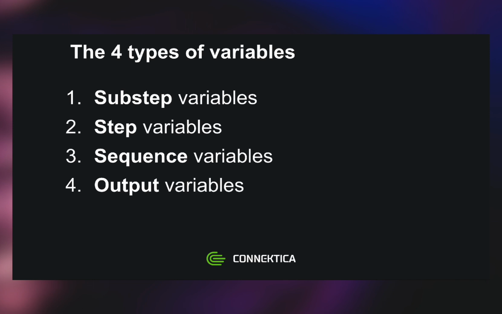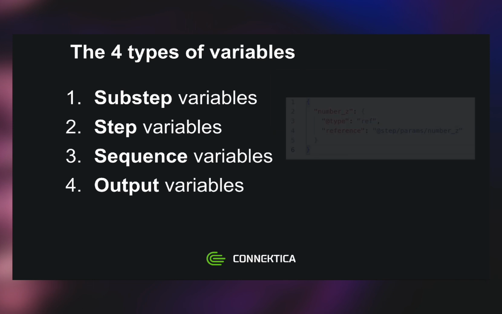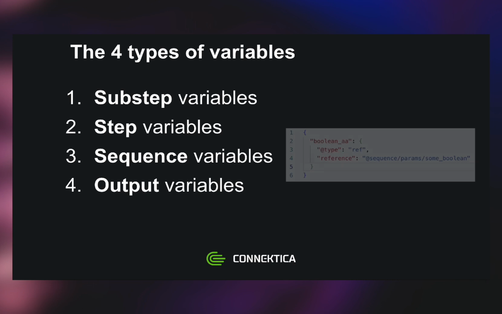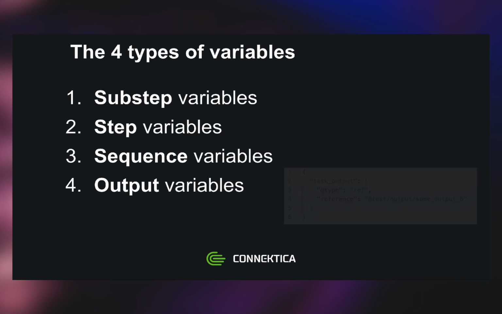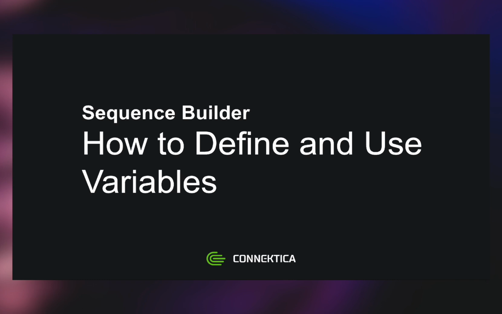The key difference to keep in mind between sequence variables, step variables, sub-step variables, and output variables is that the values assigned to the former are known in advance during the configuration of the sequence, while values of the output variables are set during the execution of the sequence.